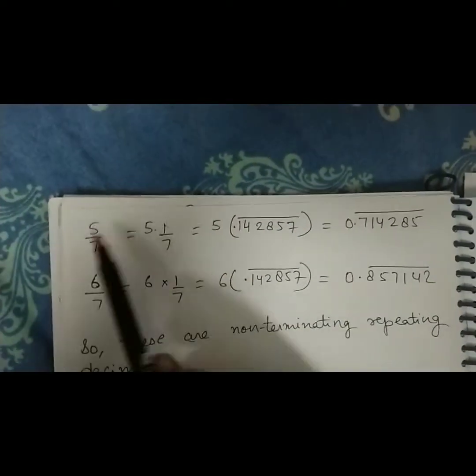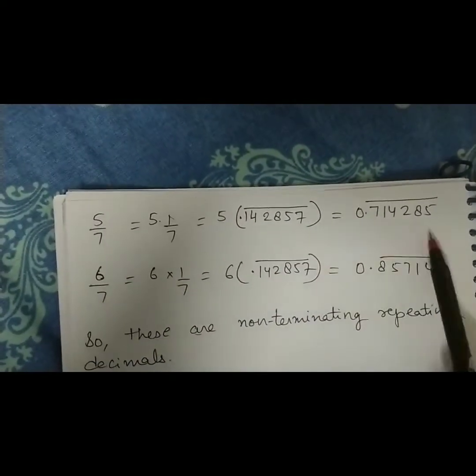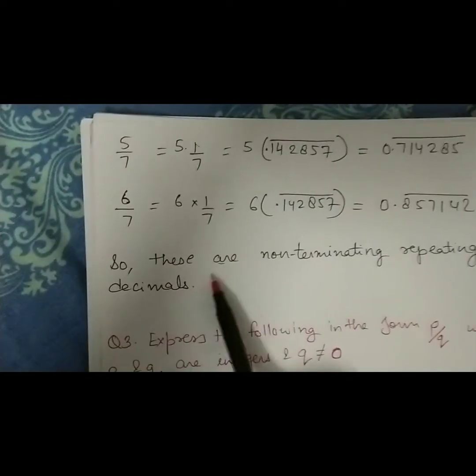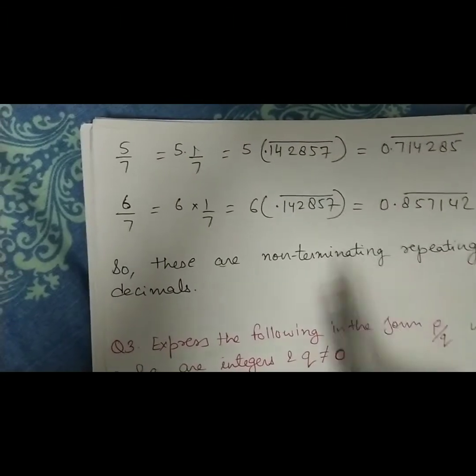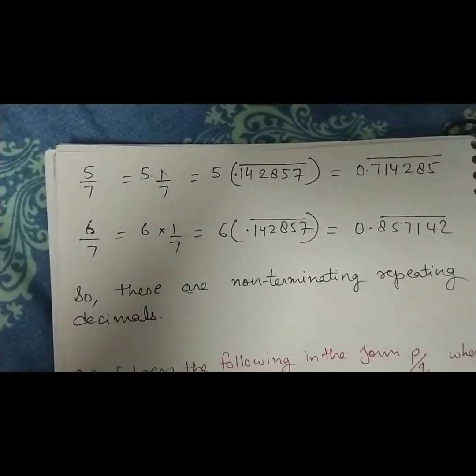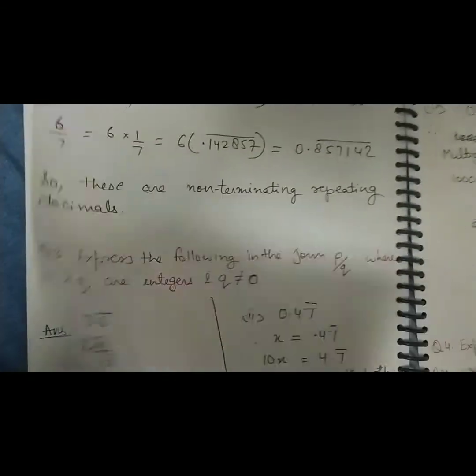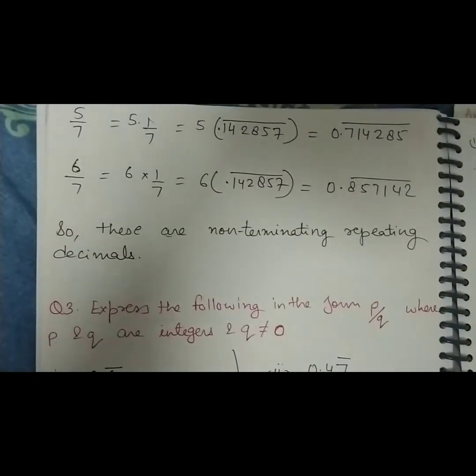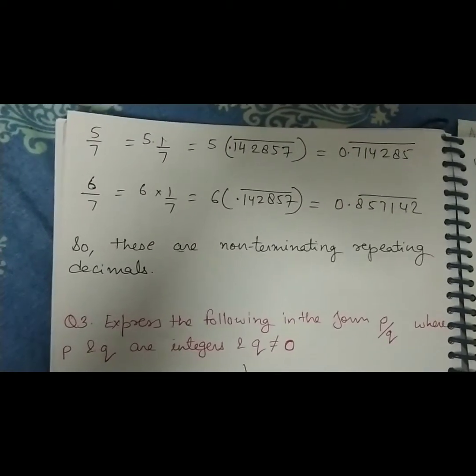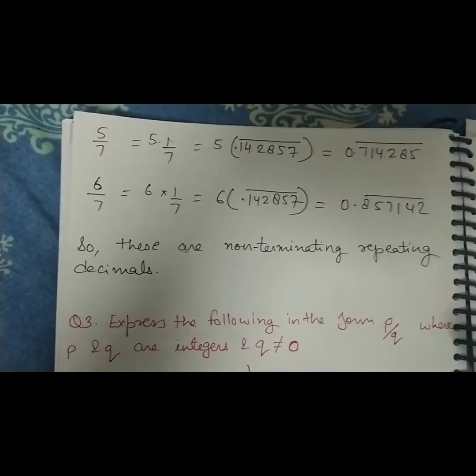In the same way, 5 into 1 by 7, we will get this. 6 into 1 by 7, we will get this. So these are non-terminating repeating decimals. As we know, the value of 1 by 7 is non-terminating repeating. That's why all the multiples of it will be non-terminating as well as repeating.